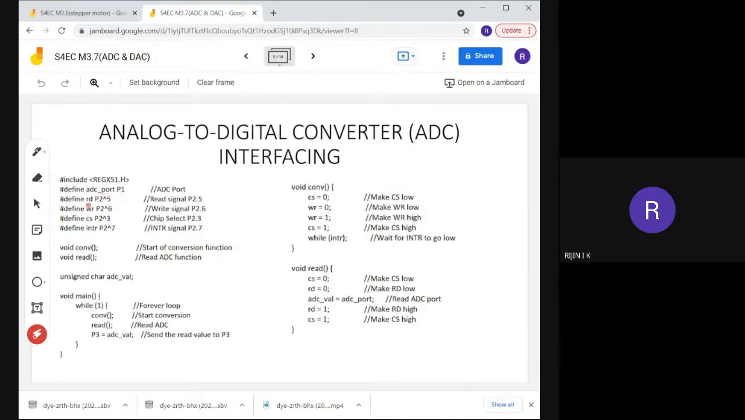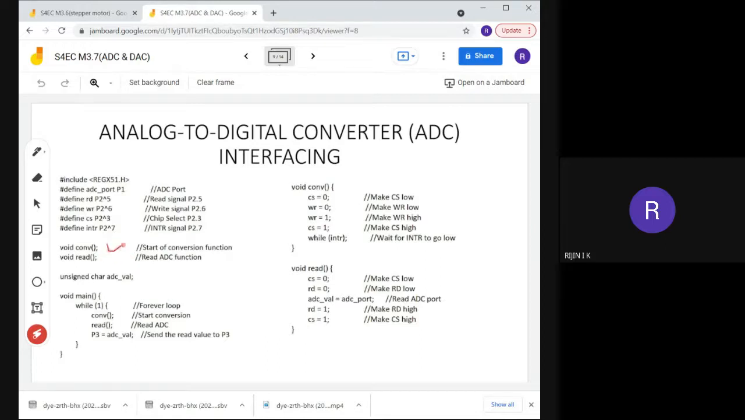Then the RD pin is connected to P2.5, the WR pin is connected to P2.6, the CS pin is connected to P2.3, and the INTR pin is connected to P2.7. So these are the initial setup. Then here we are using two functions: one is void conversion and the other is void read.